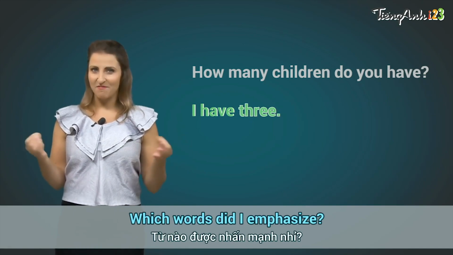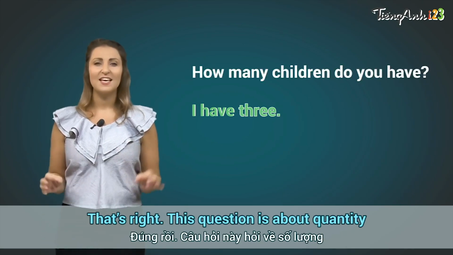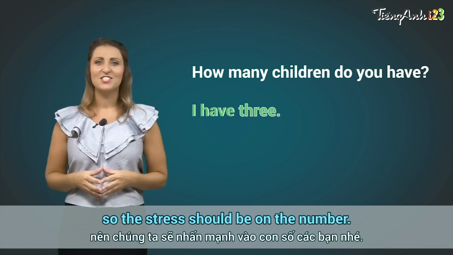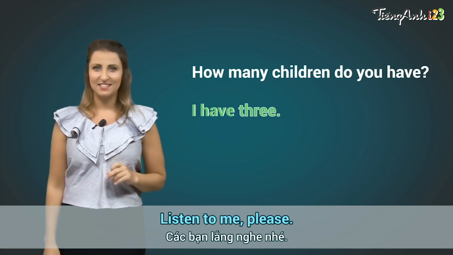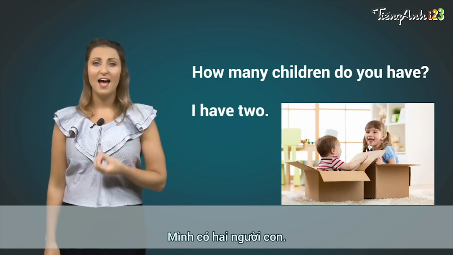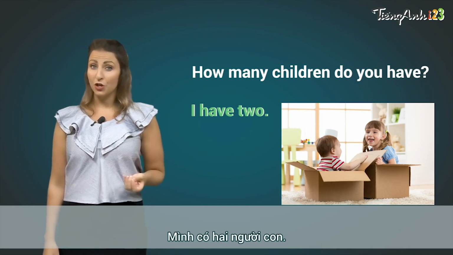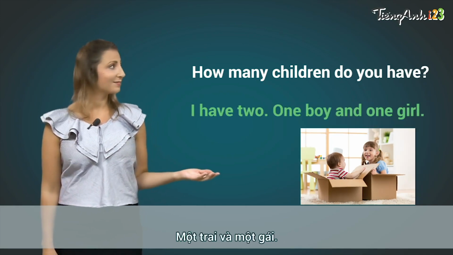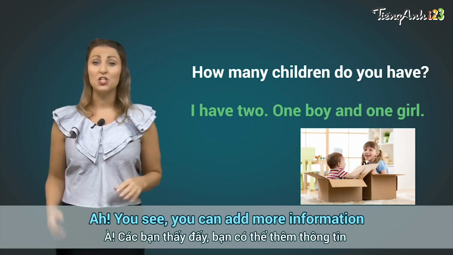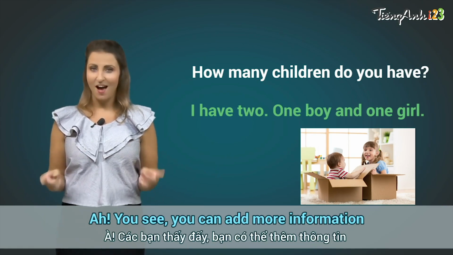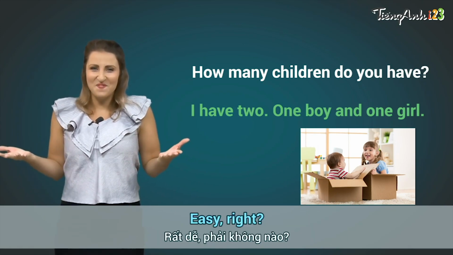Which words did I emphasize? That's right. This question is about quantity, so the stress should be on the number. Listen to me, please. I have 2. I have 2. 1 boy and 1 girl. You see, you can add more information about the number of boys and girls. Easy, right?